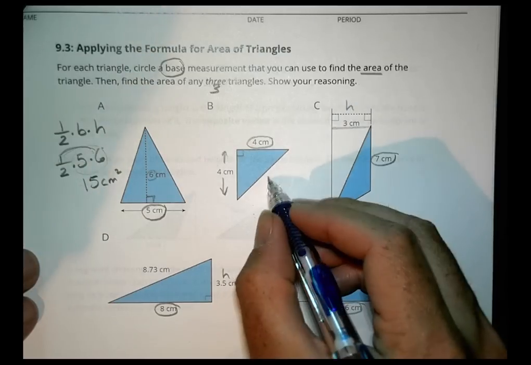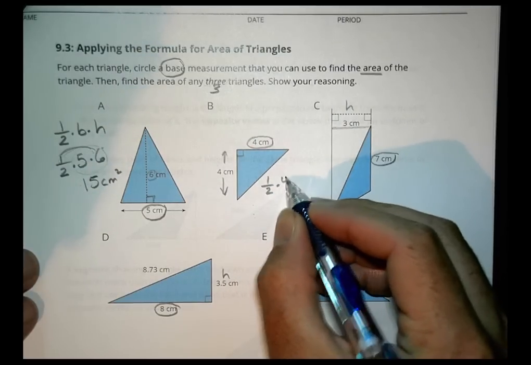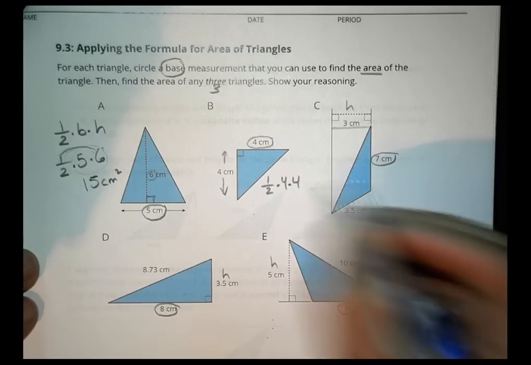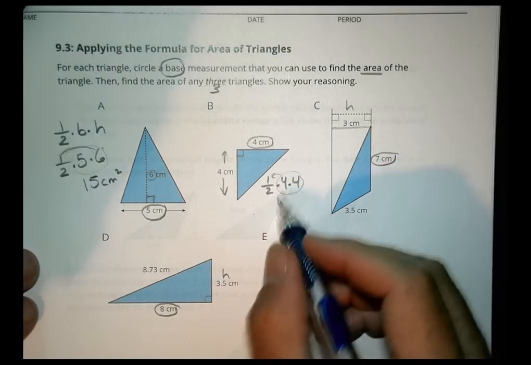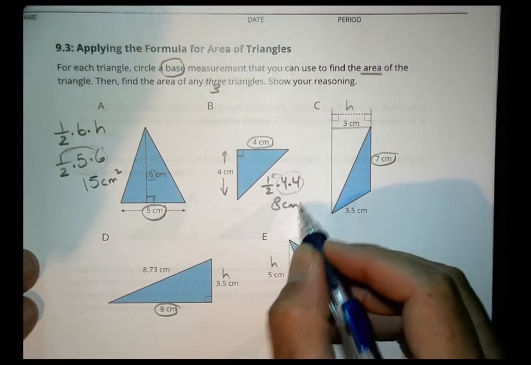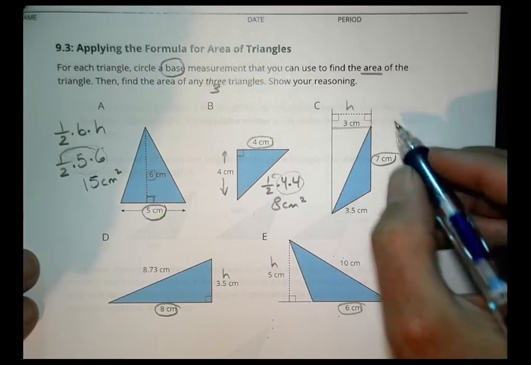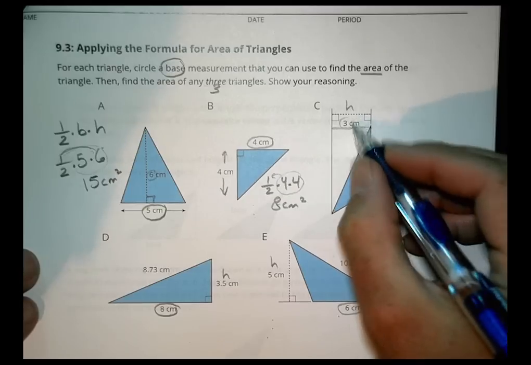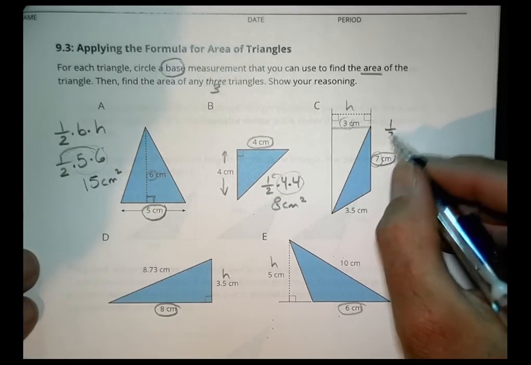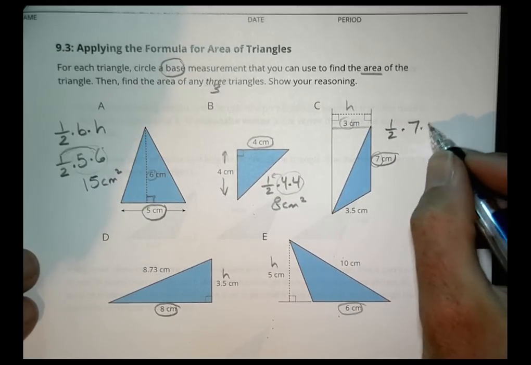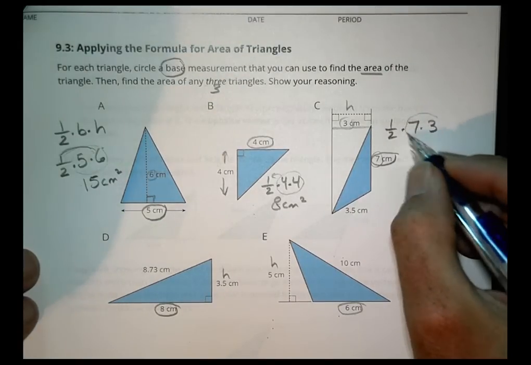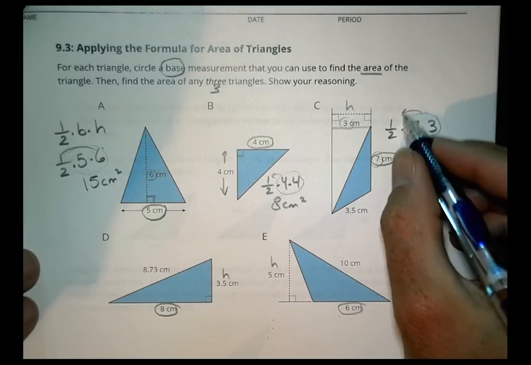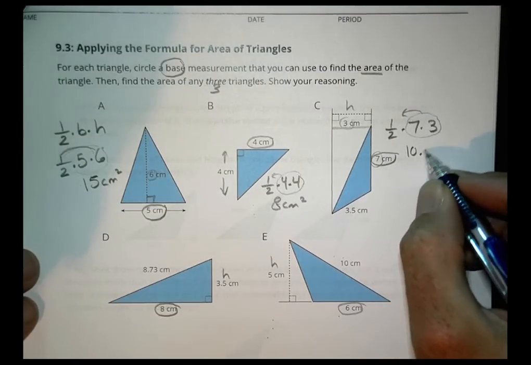Here, I have half of 4 times 4. Well, 4 times 4 is 16, and half of 16 is 8 centimeters squared. Here, we have 7 and 3, so we would write down 1/2 times 7 times 3. These aren't even numbers, so it's not quite as clean, but I have 21 right there, and half of 21 is going to be 10.5.